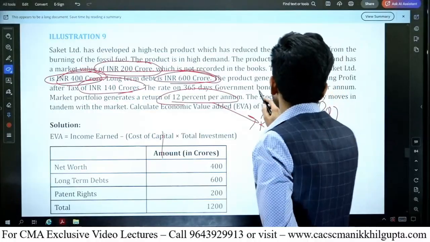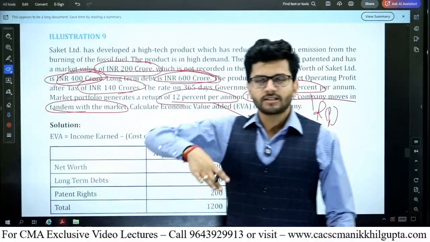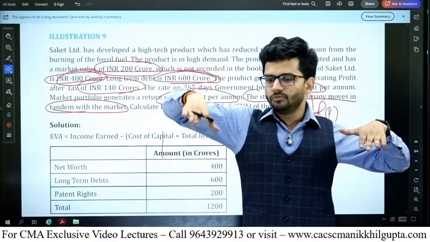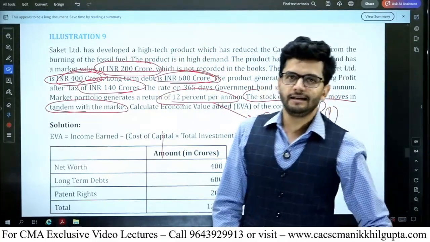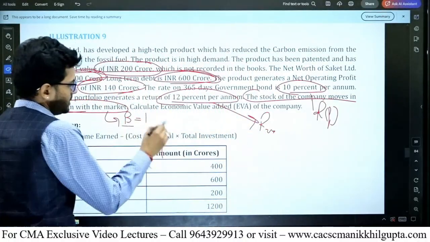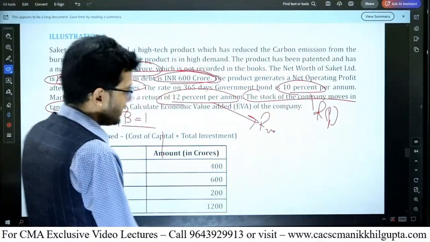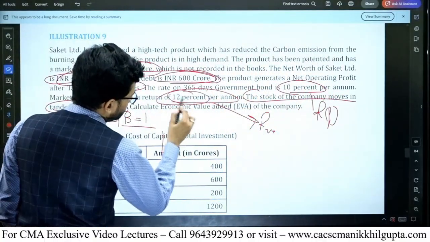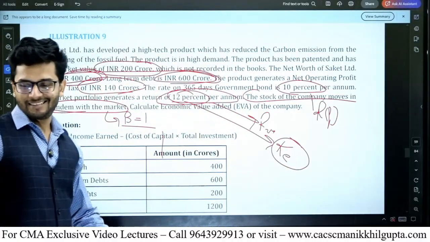Now, this is a very critical information, guys. The stock of the company moves in tandem with the market. So, stock is directly correlated with market. If market moves by 2%, stock will also move by 2%. What does this imply? It implies that beta is 1. Beta of this company is 1. And if beta of some company is 1, then the market rate of return is equal to the cost of equity of that particular company.